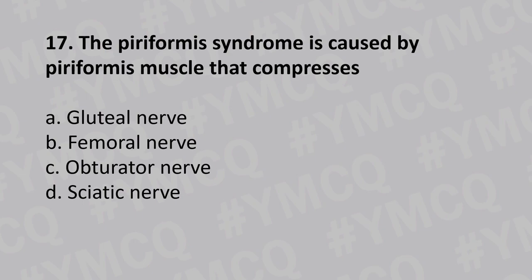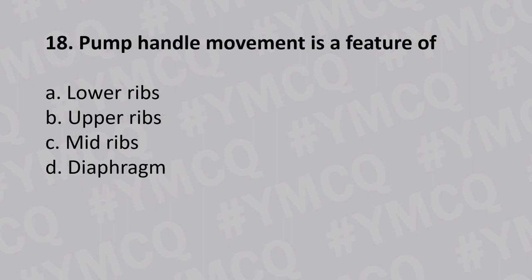And the answer is option D, sciatic nerve. Moving to our 18th question. The pump handle movement is a feature of option A, lower lips, option B, upper ribs, option C, mid ribs, option D, diaphragm. And the answer is option B, upper ribs.